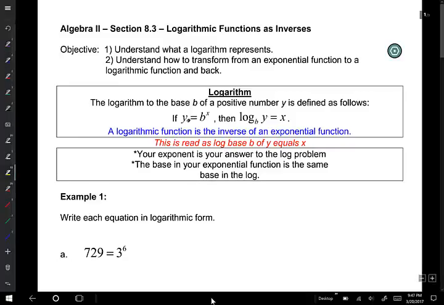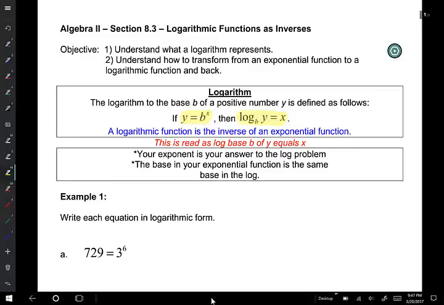And a logarithm is merely a way to take an exponential function and write it reversing, using the idea of an inverse, of the x's and the y's. So here I have the traditional y equals b to the x, and then I've rewritten this reversing the x's and the y's and inverting them, and this other part is read log base b of y equals x. So log base b of y equals x.